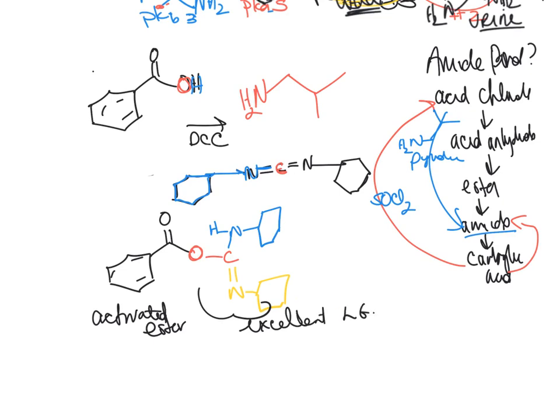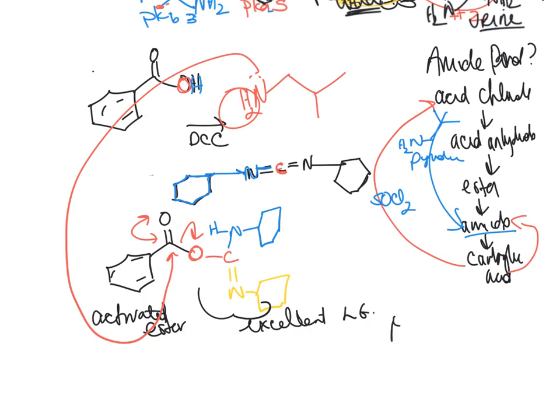Okay, and so once that's an excellent leaving group, now this amine, that's a weak nucleophile, can come in here, those electrons go up, they come down, and then they leave. And when they leave, it also takes that hydrogen here and makes the urea. So you end up making your, see, there's your amide, and then you also get your urea.